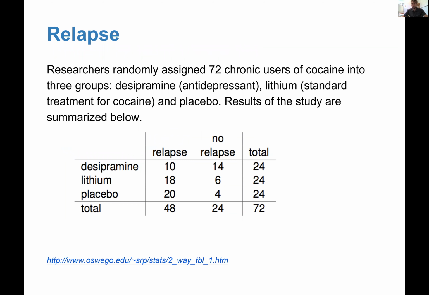Okay, let's look at an example. Researchers randomly assigned 72 chronic users of cocaine into three groups using different drugs. Desipramine, which is an antidepressant, lithium, which is the standard treatment for cocaine, and a placebo. Results of the study are summarized below. So relapse and no relapse.